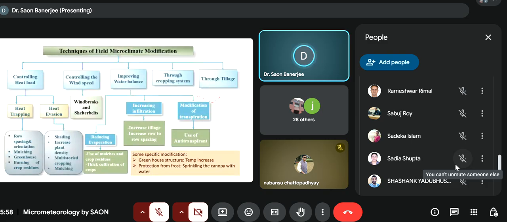Now I'm coming towards the last portion. This is the microclimate modification. So how can we modify our microclimate in the field?